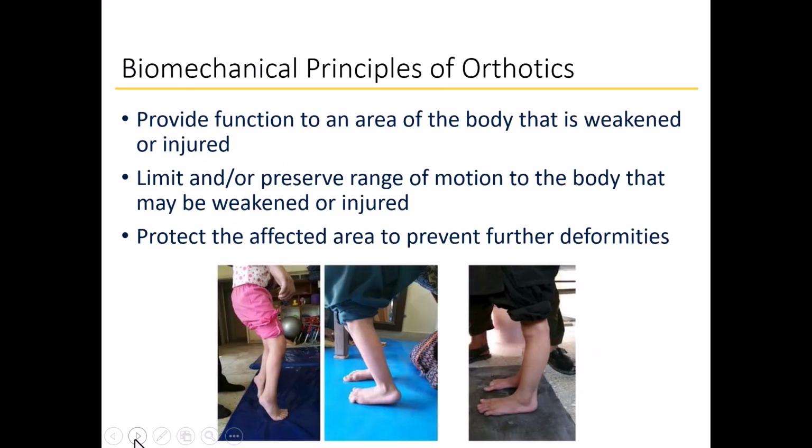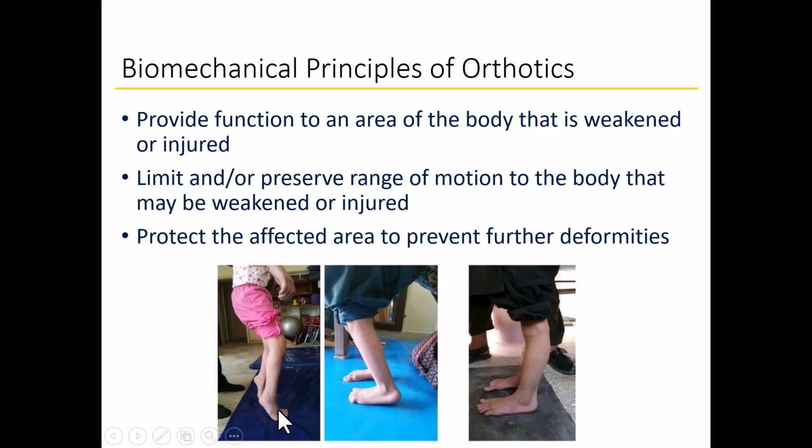So some of the biomechanical principles of orthotics is to provide function to an area of the body that is weakened or injured. So for example, if you look at this patient, he has a crouched gait pattern. And so he's got knee flexion, hip flexion, and ankle dorsiflexion. And so how can we provide an orthotic to that area that is not working correctly? How do we maintain this patient's range of motion that may be injured or weakened?